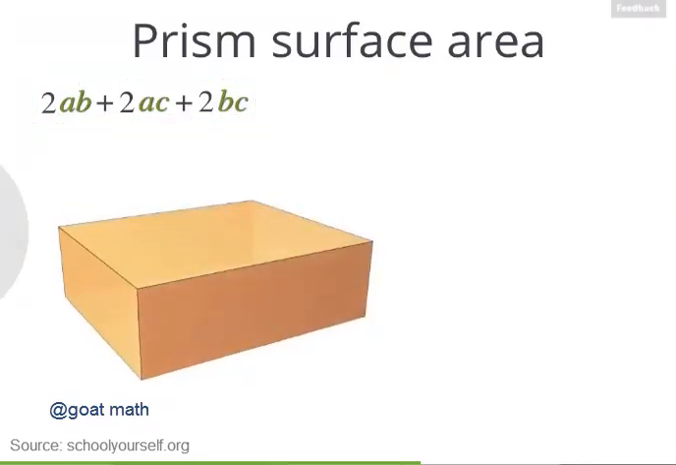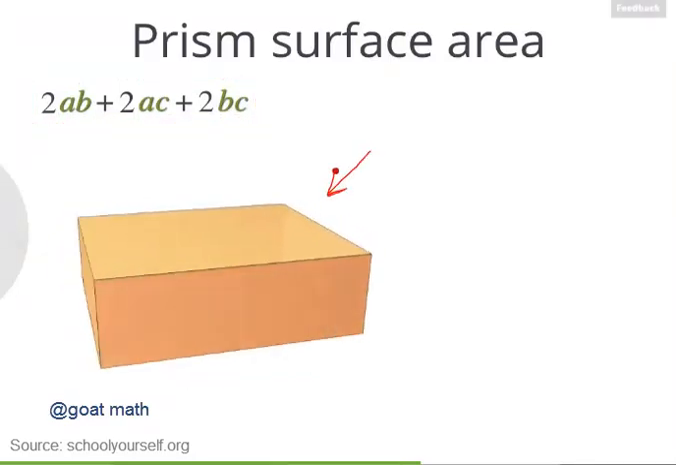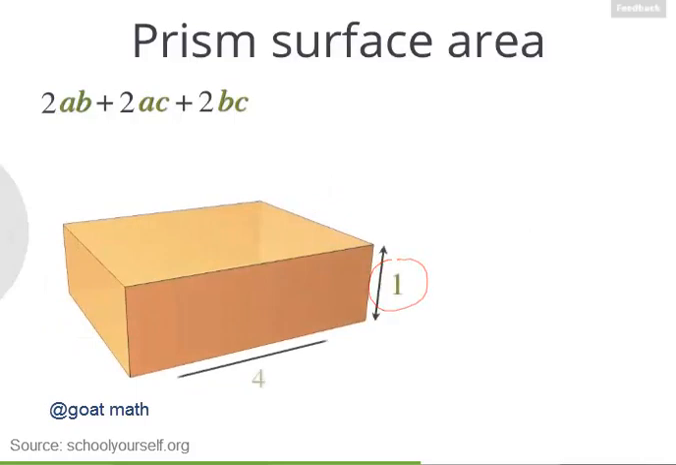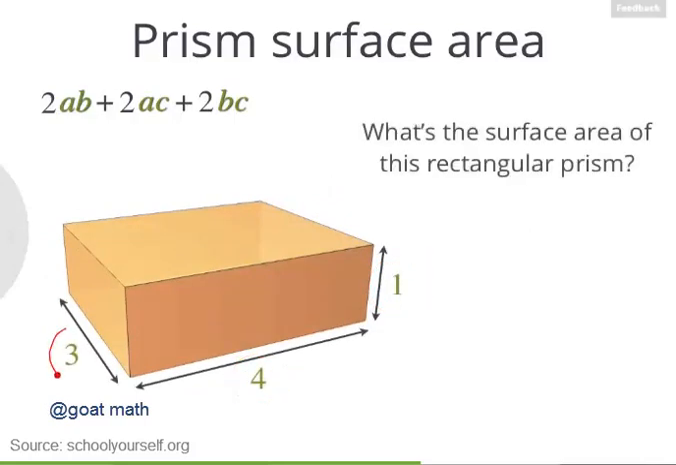Next, try finding the surface area of this prism over here. It has a height of 1, a length of 4, and a depth of 3. You can use this formula, or you can add up the areas of all the faces of this prism. Either way, you should get the same answer. Nicely done. So far, we've been looking at cubes and rectangular prisms.